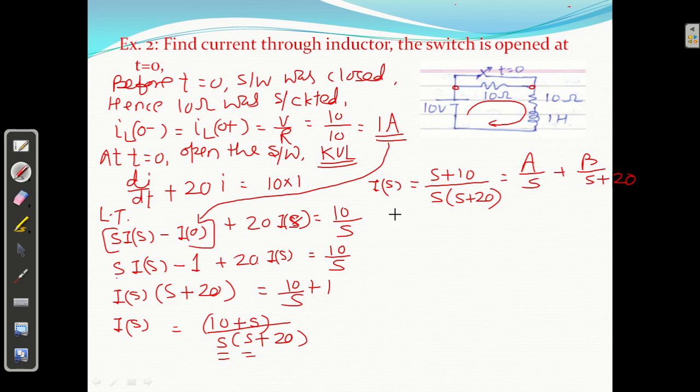So how will you find the value of A? We can find the value of A by multiplying both sides by S and putting S equal to 0. A equal to, how will we find it? S plus 10 upon S plus 20, multiplied by S. Okay, and put S equal to 0. So putting the value of S as 0, we get 10 upon 20, which is 0.5.